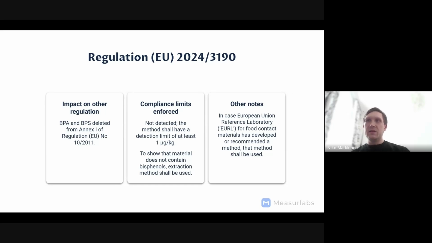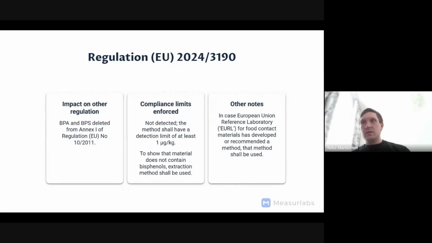The compliance limit enforced in the new regulation is basically that there's no detectable migration, and it was set as 1 microgram per kilogram. And I think this is a limit that is as low as possible, but still within reason to be reached within the current technologies. But my understanding is that once the technologies develop further and there will be more sensitive methods available, basically the detection limit for those methods would then be applied. But for the time being, it's considered this.